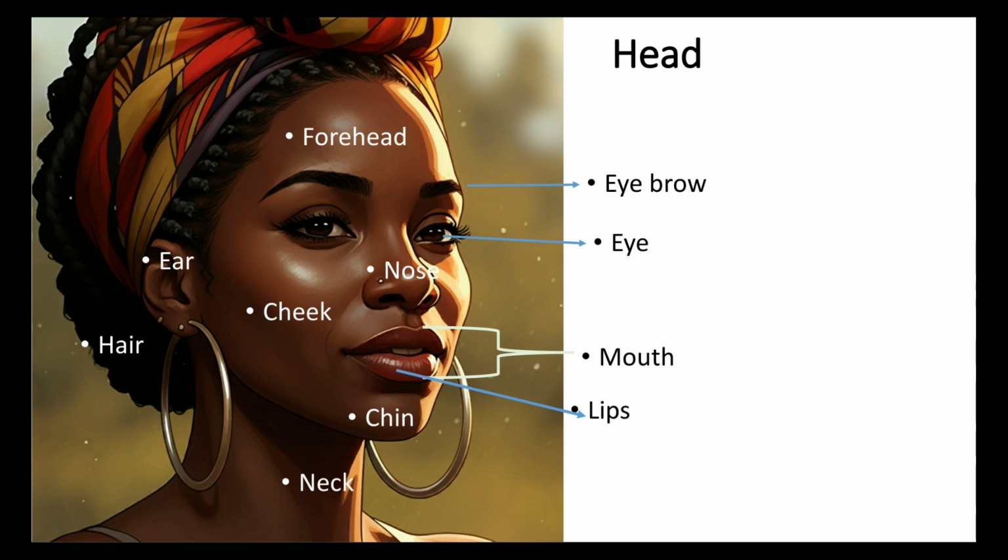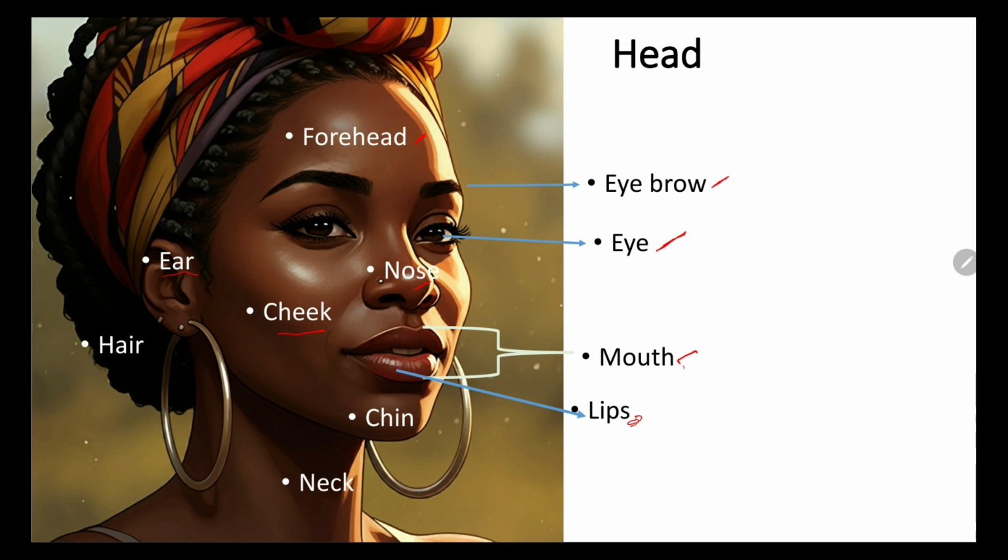On your head, you have forehead, eyebrow, eye, nose, cheek, ear, mouth.